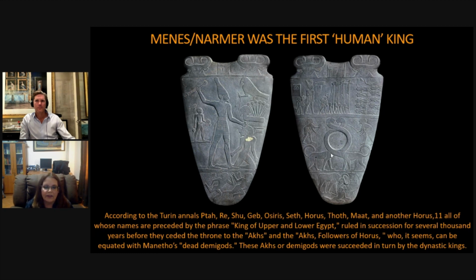And the Akhu, these are light bodies, remember? The Akhu, or followers of Horus, who it seems can be equated with Manetho's dead demigods, right? So these Akhu or demigods were succeeded in turn by the dynastic kings. So the demigods, followers of Horus, we spoke about this before, but before that, Shemsu-Hor, right, exactly.